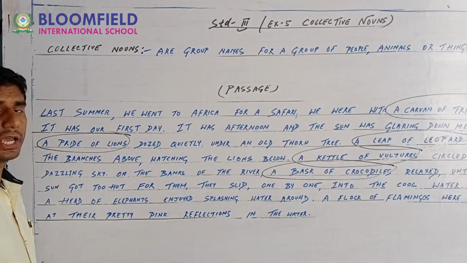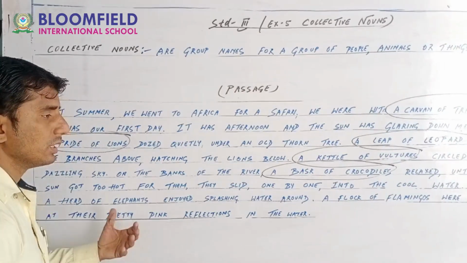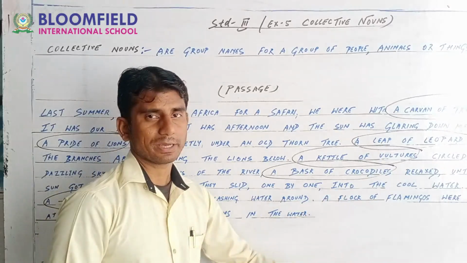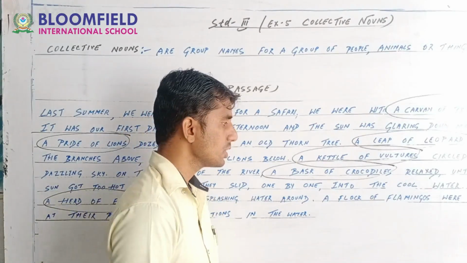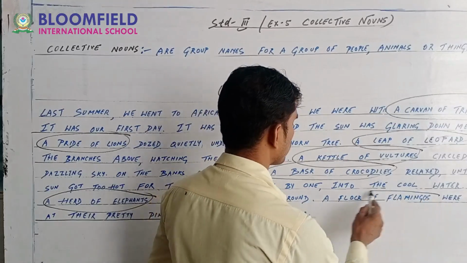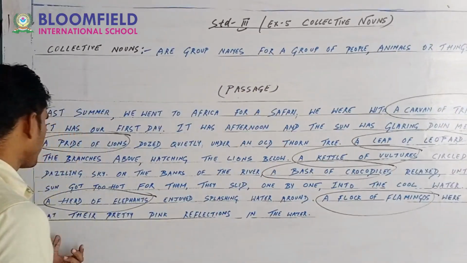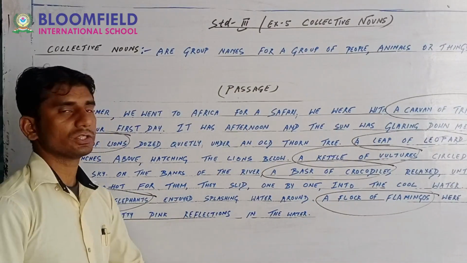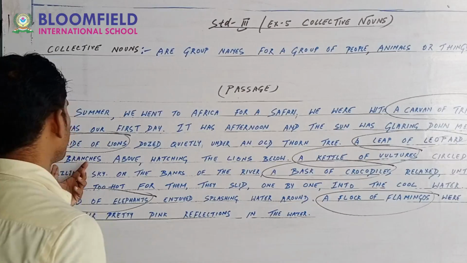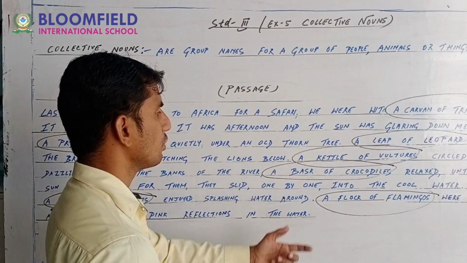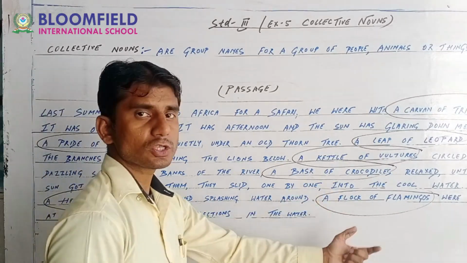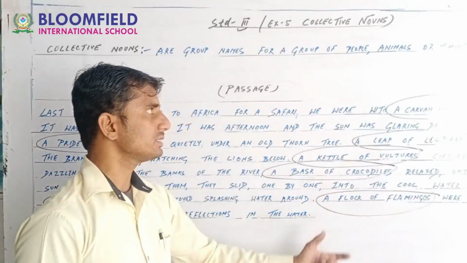A herd of elephants. A group of elephants is called a herd of elephants. Enjoyed splashing water around. A flock of flamingos. I have made you understand the meaning of flamingos. So a group of flamingos is called a flock of flamingos, looking at their pretty pink reflection in the water. So guys, a caravan of travelers, a pride of lions, a leap of leopards, a cattle of vultures, a basket of crocodiles, a herd of elephants, and a flock of flamingos are a few examples in this passage.